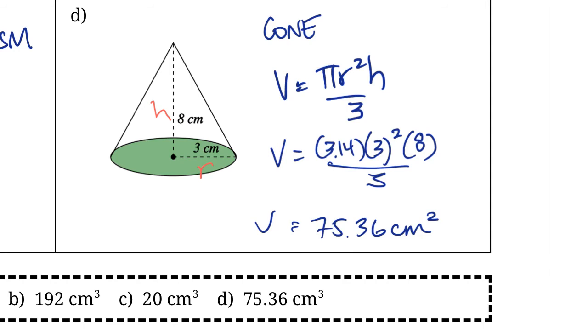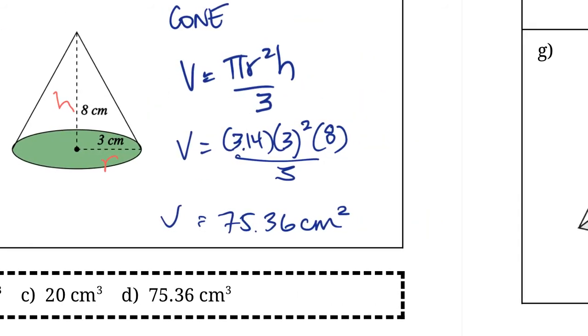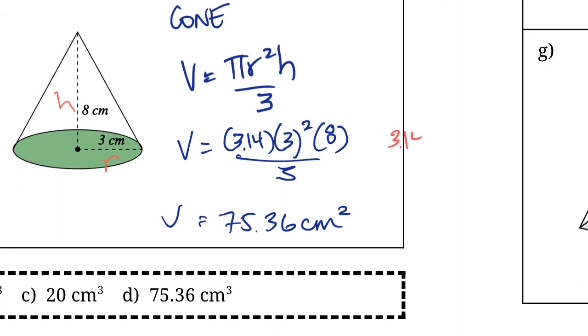And remember, what 3 squared means is 3 times 3. So another way to write this could have been 3.14 times 3 times 3 times 8 divided by 3. Okay, but that should be the answer, 75.36 centimeters squared.